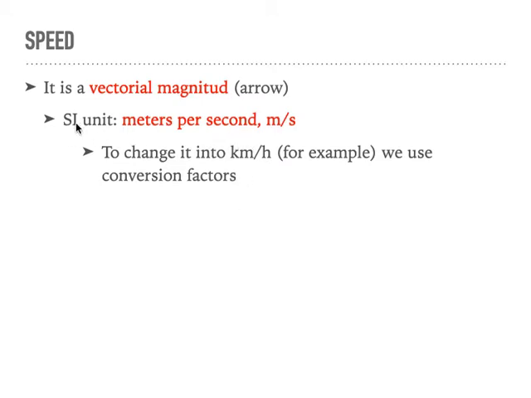but in the international system, that is meters per second, so m divided by s. Okay, that's the international system units. But kilometers per hour is a very common unit in our daily life. So we need to use conversion factors to work with everything.